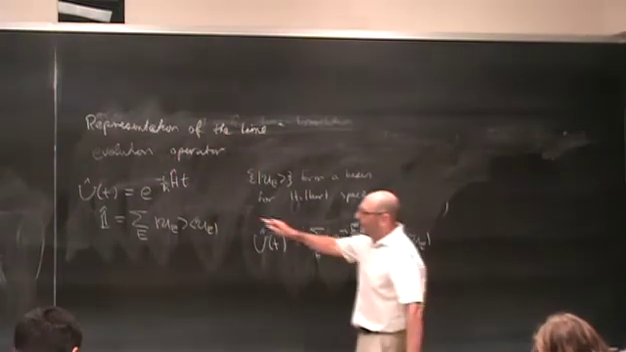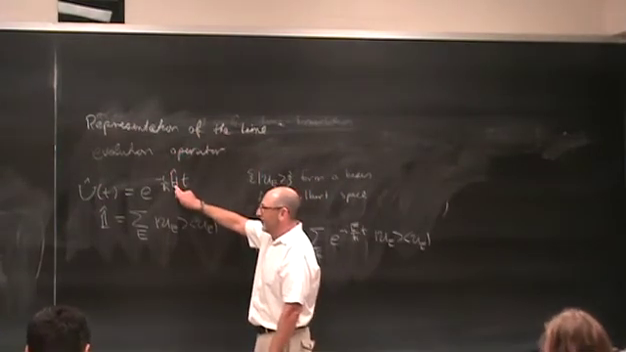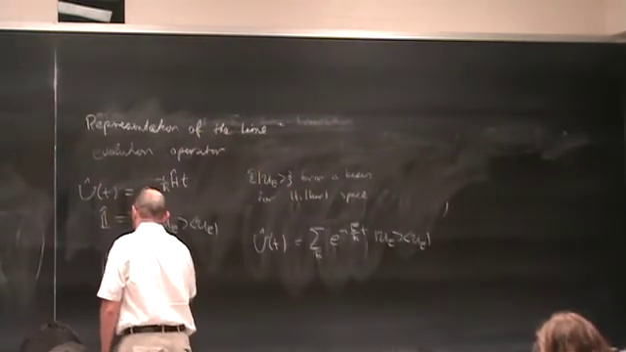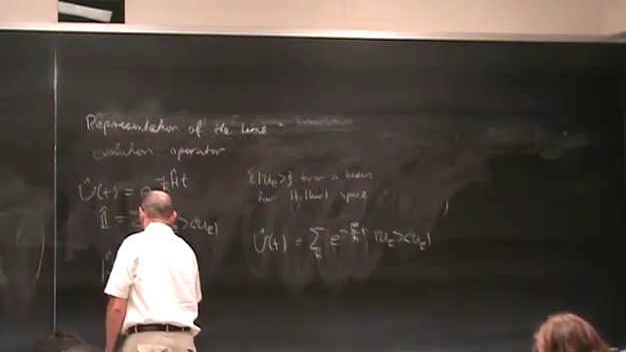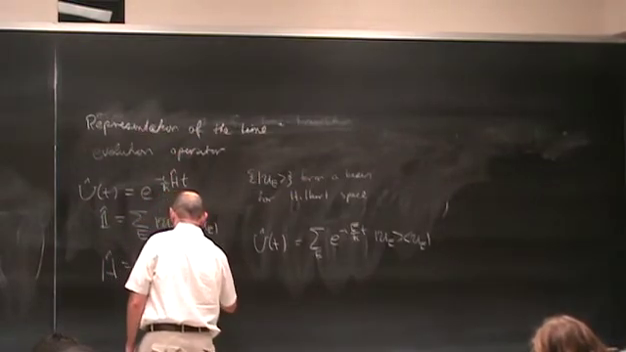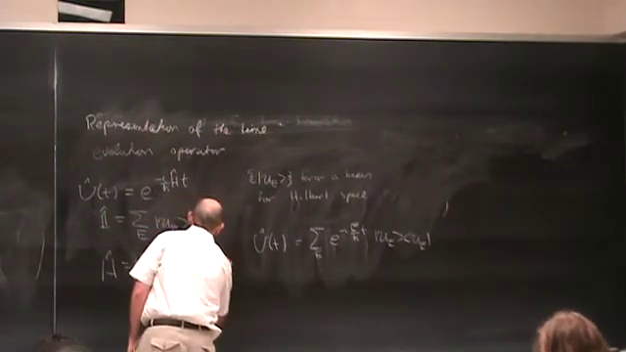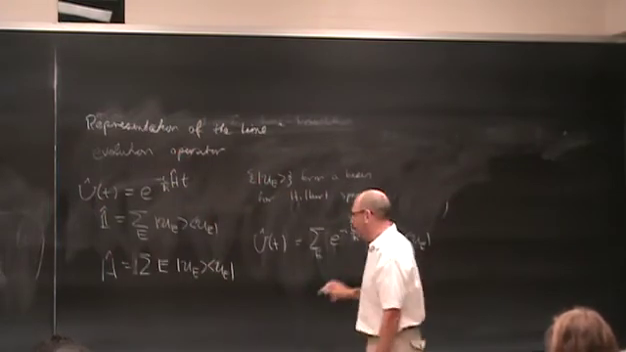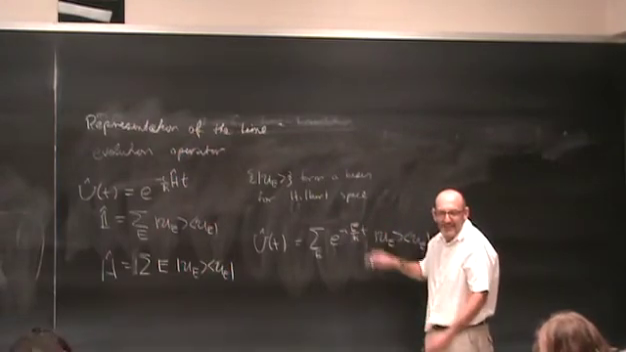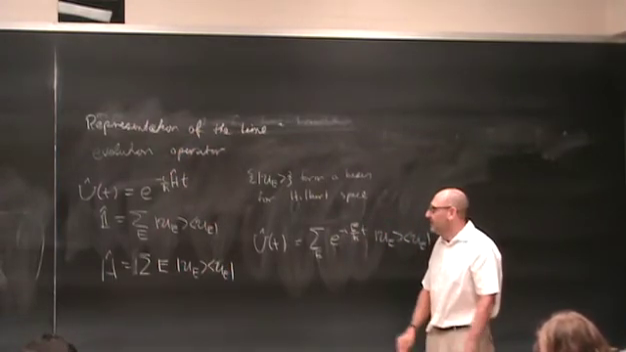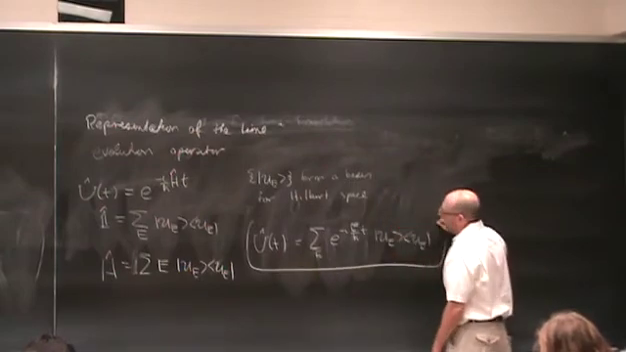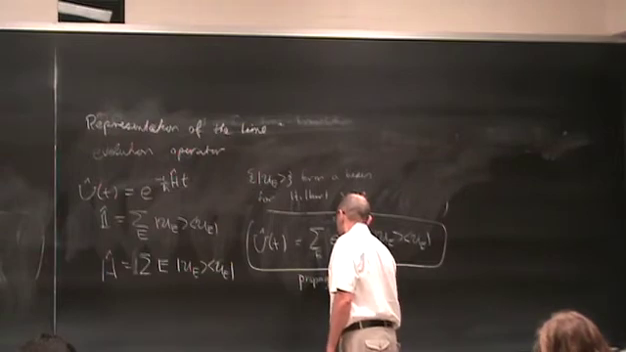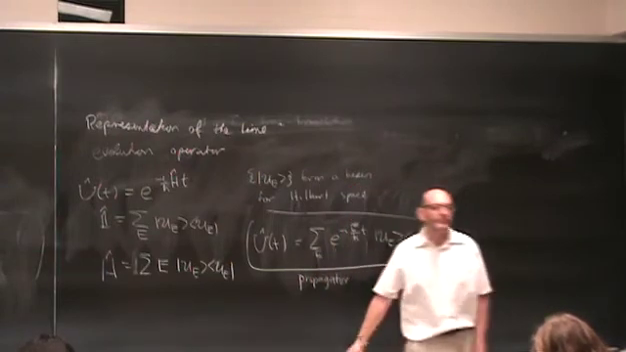Because the Hamiltonian is diagonal in this basis, right? That's to say the Hamiltonian is diagonal in this basis with those eigenvalues. Any function of the Hamiltonian is also diagonal in that basis with the eigenvalues just given by those functions. Is that clear? So this is a representation. This thing is sometimes called the propagator because it propagates the system in time.